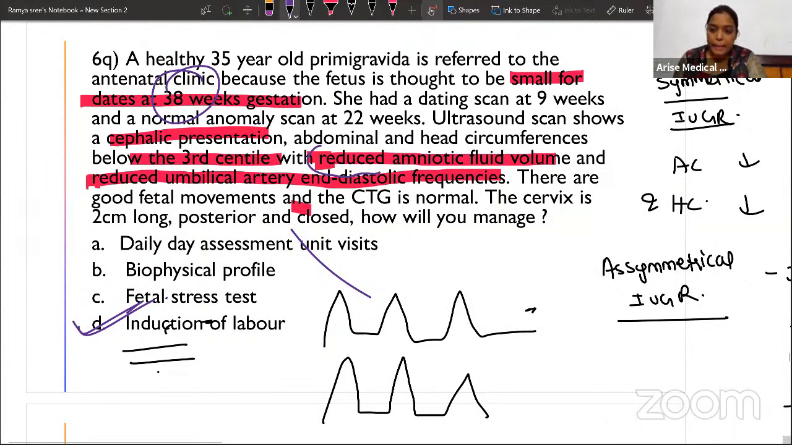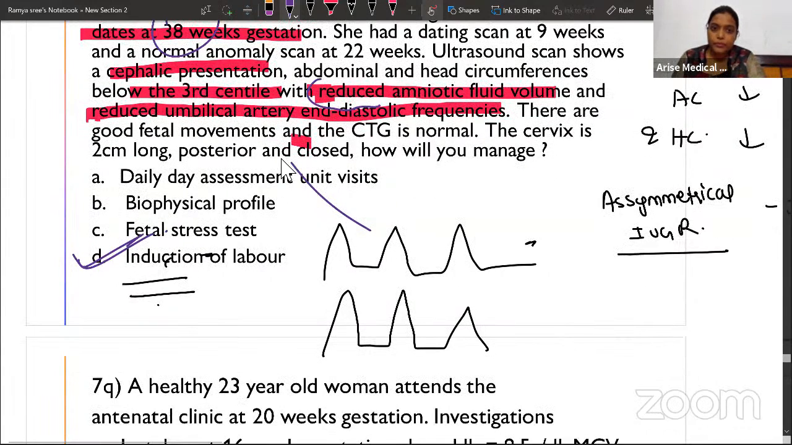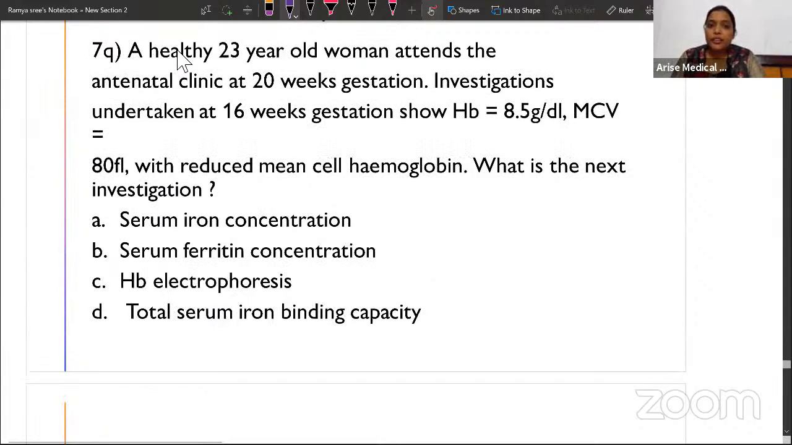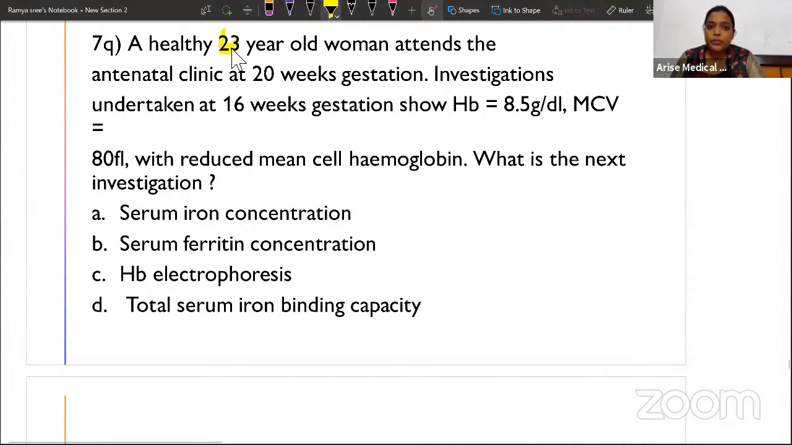Next question. A healthy 23-year-old attends the antenatal clinic at 20 weeks of gestation. Her investigation undertaken at 16 weeks shows that hemoglobin is 8.5 gram per deciliter, MCV 80 femtoliters with reduced mean cell hemoglobin. What is the next investigation which you want to do?